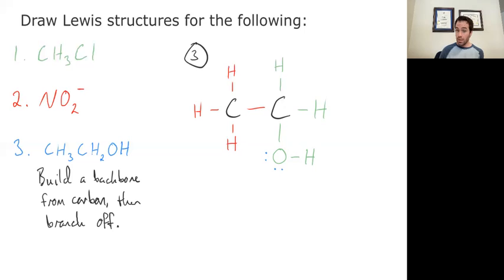Is oxygen happy? Think about it. It's got 2 electrons in that bond, 2 in that bond, 2 in that bond, and 2 in that bond. Happy? Yes, because it's surrounded by 8 electrons. That's exactly what you want. So this is a fully correct Lewis structure for this. Well, I won't make you name this. It's ethanol, but that's a story for a different time.